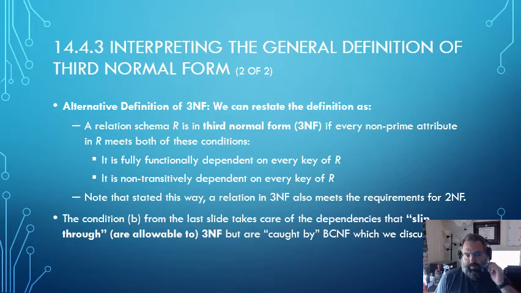As an alternative definition of third normal form, we can restate the definition as: a relational schema R is in third normal form if every non-prime attribute in R meets both of these conditions. It is fully functionally dependent on every key of R. It is non-transitively dependent on every key of R. Note that stated this way, a relation in third normal form meets the requirements of second normal form. Condition B from the last slide takes care of the dependencies that slip through, are allowable to third normal form, but are caught by Boyce-Codd normal form in the next discussion.